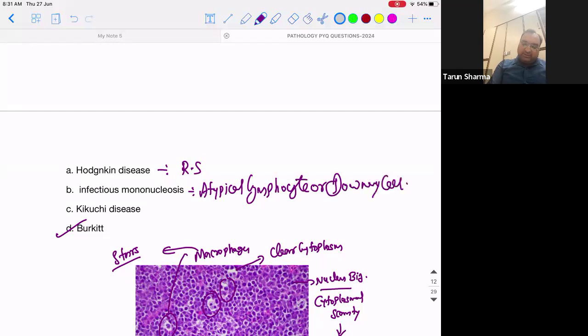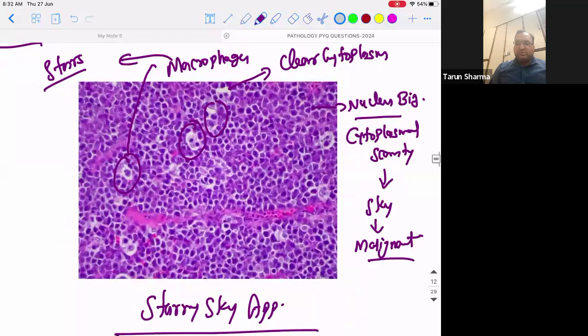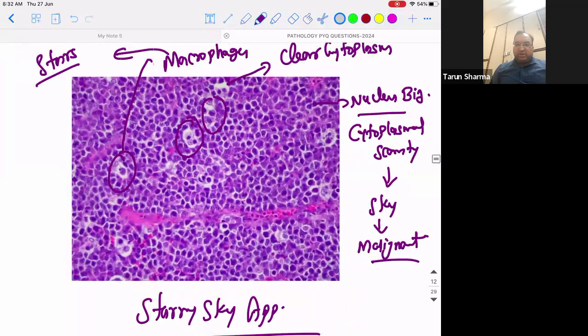Downey, downy cells. Kikuchi disease belongs to necrotizing lymphadenitis, which means they will give you necrosis in the smear. And the answer here is Burkitt's because it's so straightforward. It's so characteristic that you cannot miss this picture in your exams.